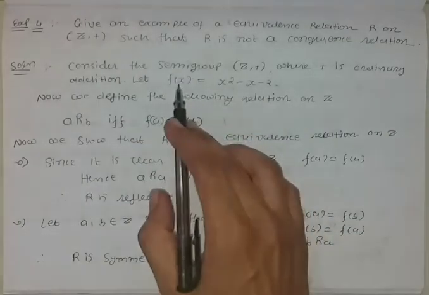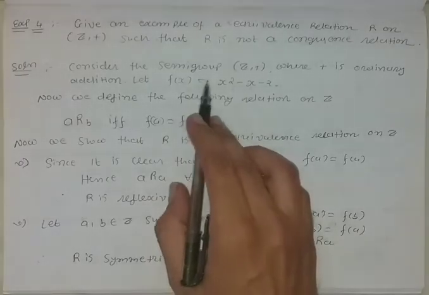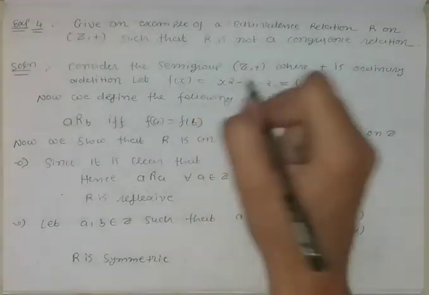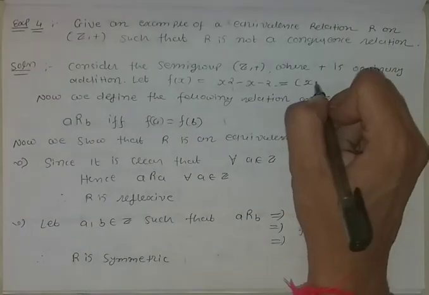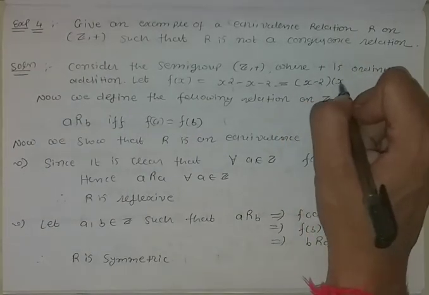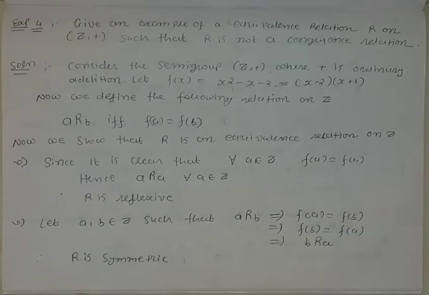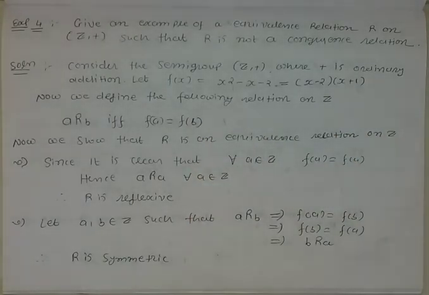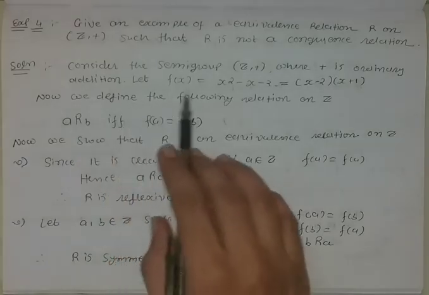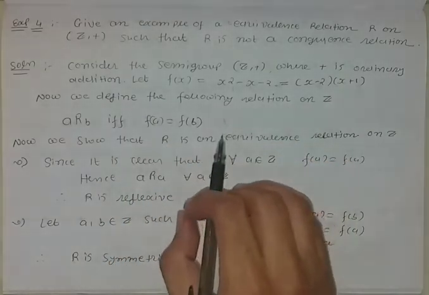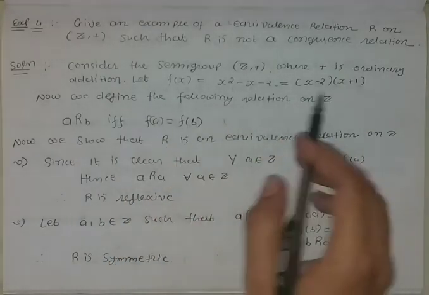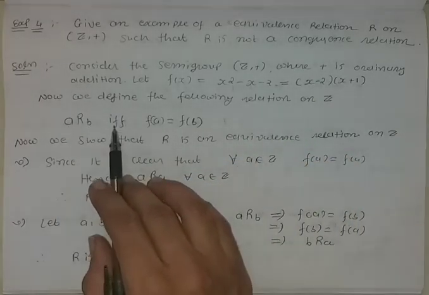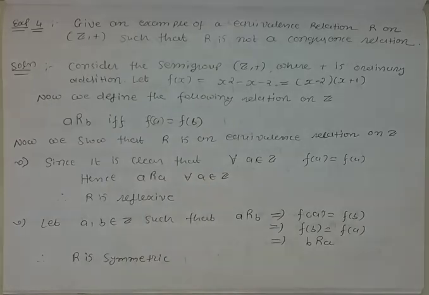Okay, consider the polynomial f(x) is equal to x square minus x minus 2. This also can be written as, factorize this polynomial, we get (x minus 2)(x plus 1). So 2 and minus 1 are the roots of this polynomial. Now we define the following relation on Z. How we define the relation? A is related with B if and only if f(A) is equal to f(B).